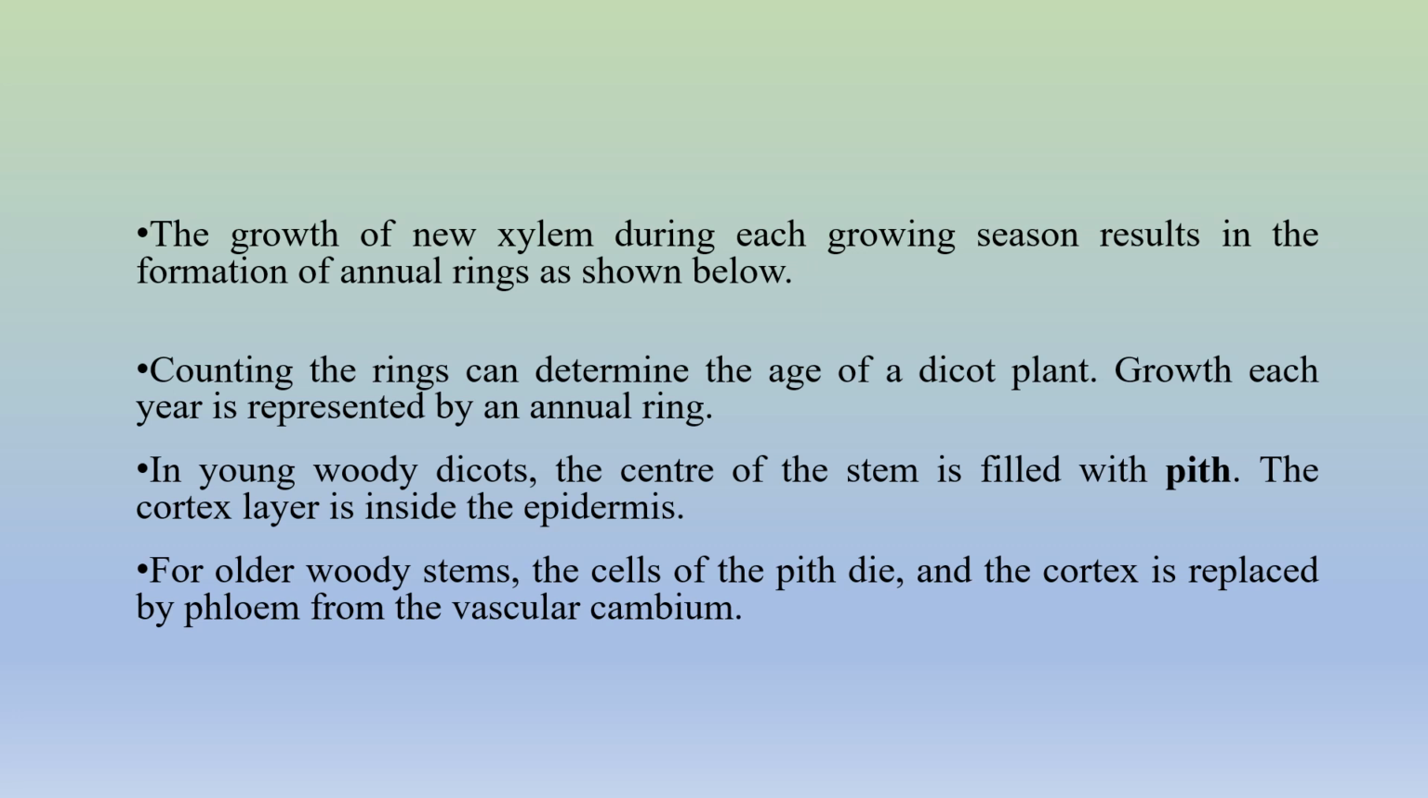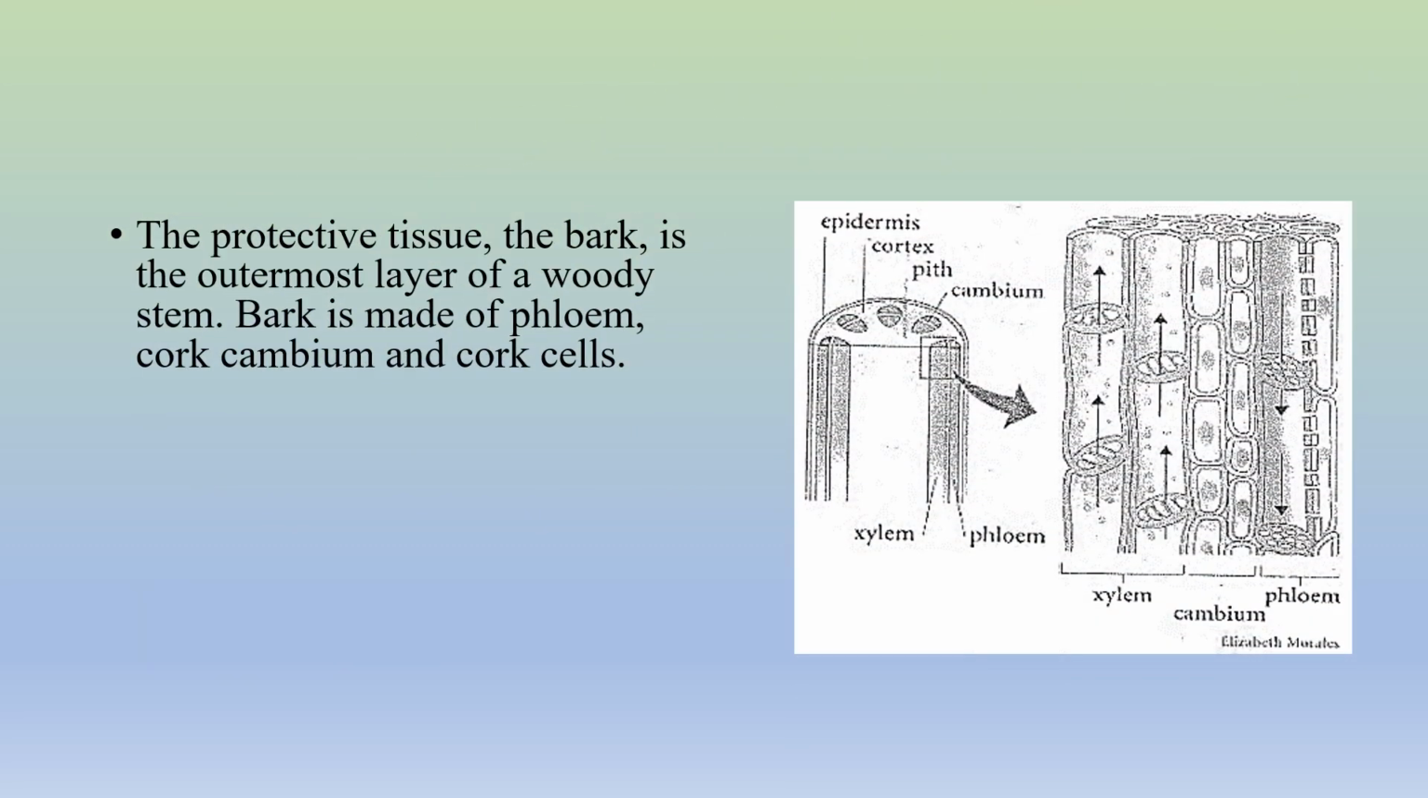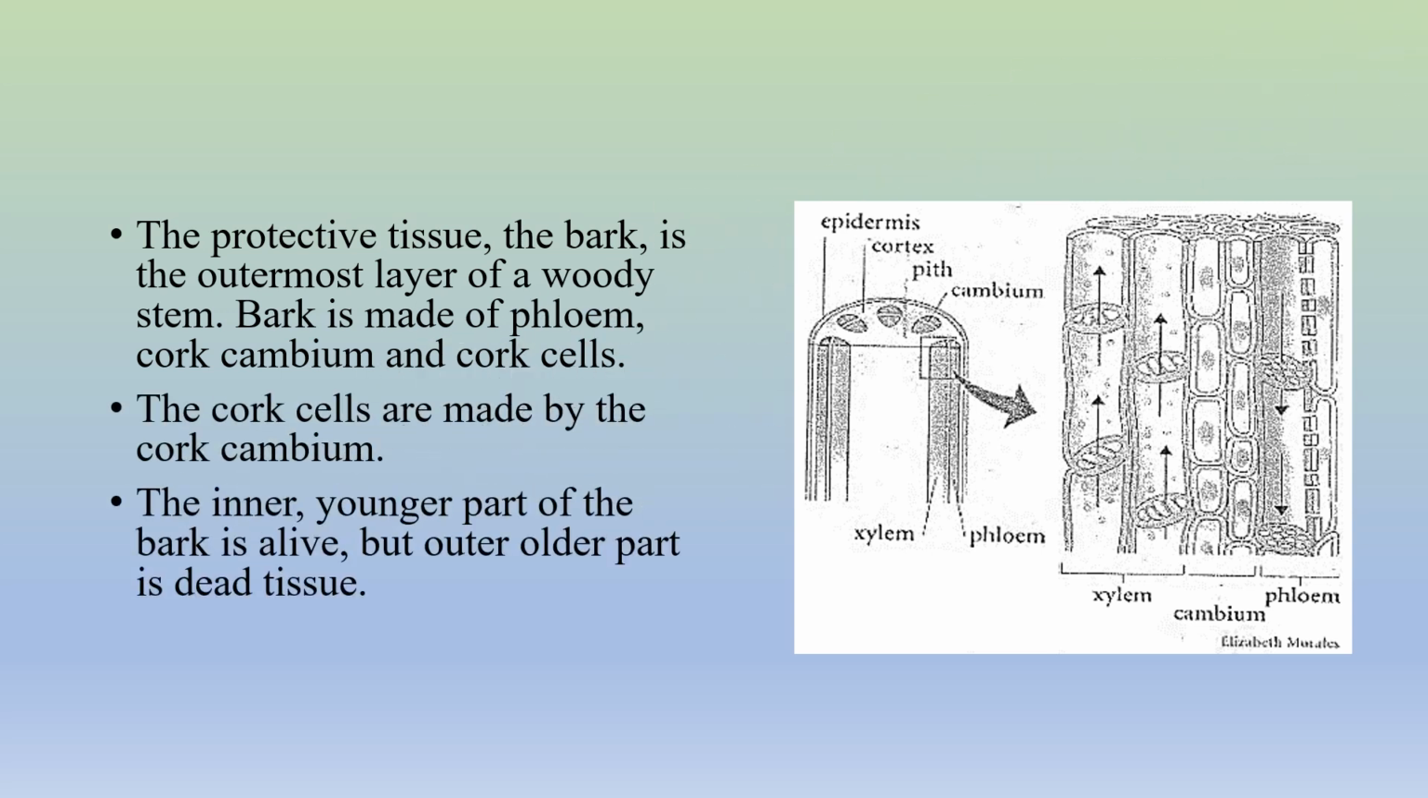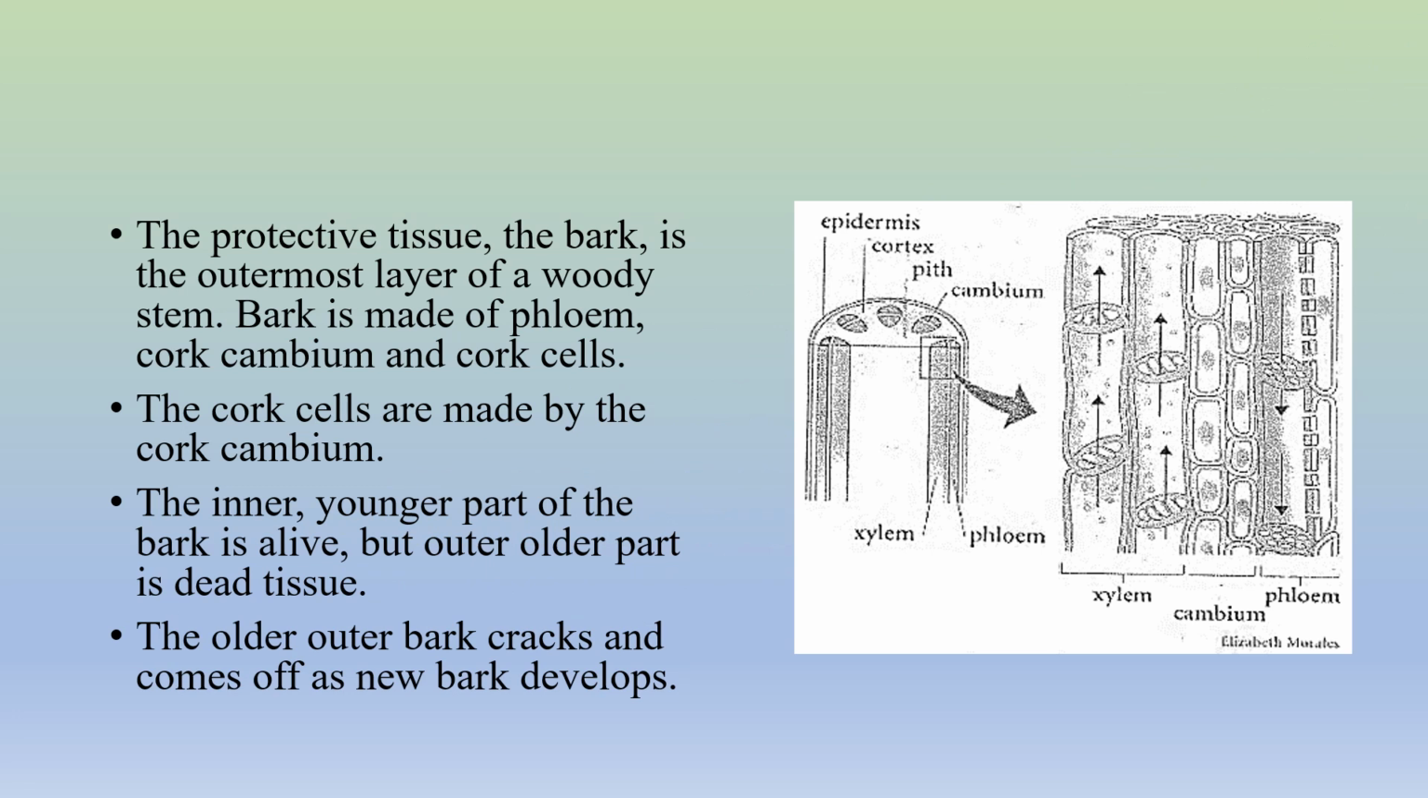For older woody stems, the cells of the pith die, and the cortex is replaced by phloem from the vascular cambium. The xylem lies next to the cambium. The protective tissue, the bark, is the outermost layer of a woody stem. Bark is made of phloem, cork cambium, and cork cells. The cork cells are made by the cork cambium. The inner, younger part of the bark is alive, but the older part is dead tissue. The older outer bark cracks and comes off as new bark develops.